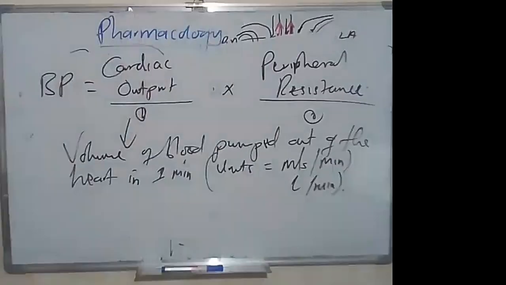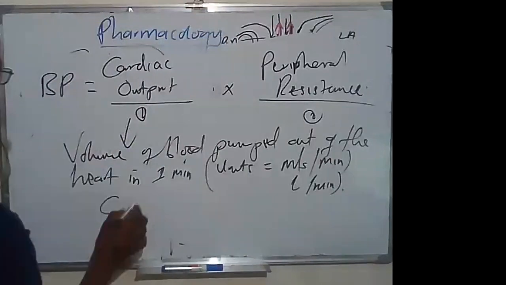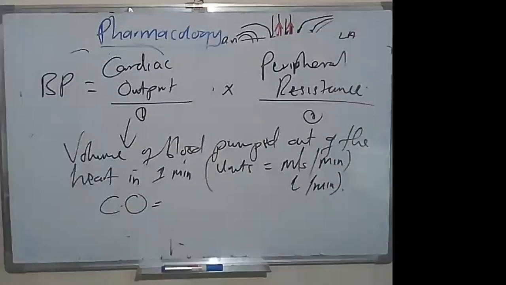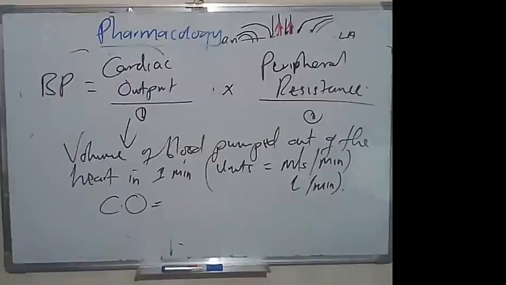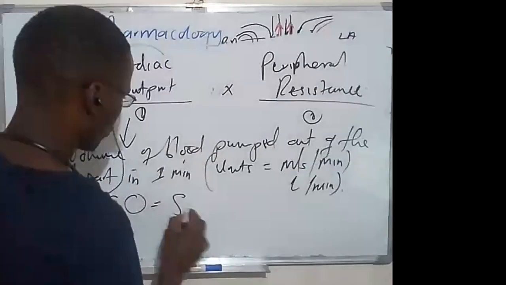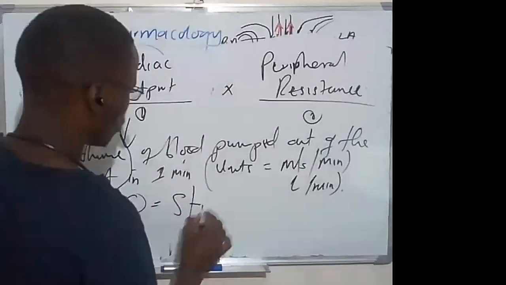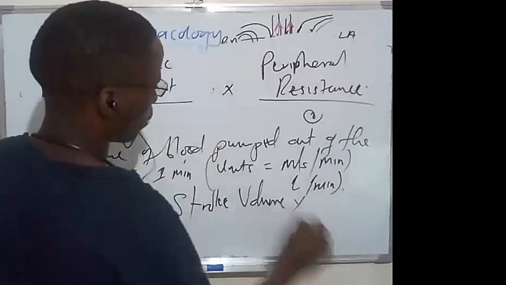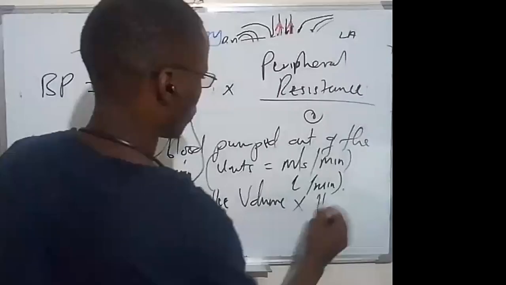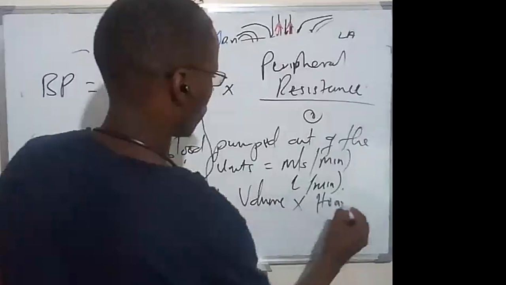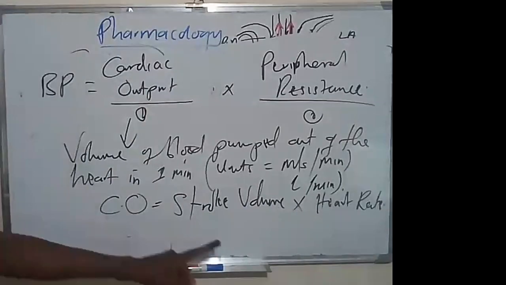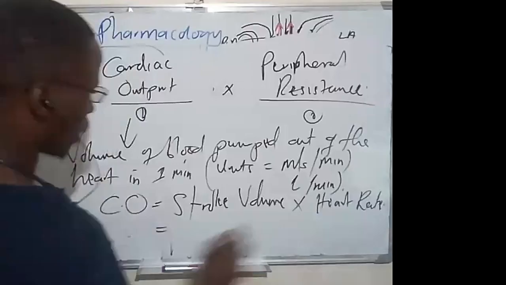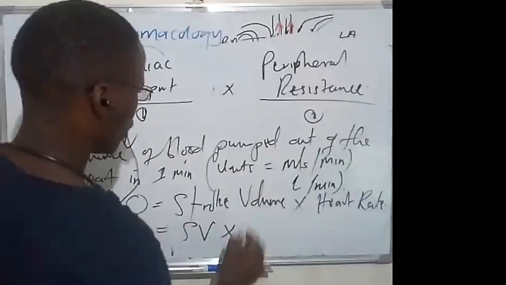All right. Now, this cardiac output, CO, not clinical officer, is a product of two things. What are those two things? One, we have what is called stroke volume, multiplied by heart rate. So I said that cardiac output is equal to stroke volume multiplied by heart rate. That is SV by HR.